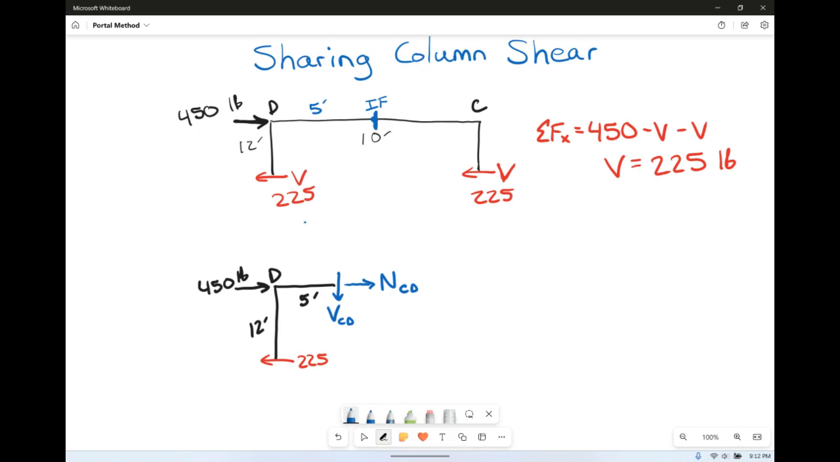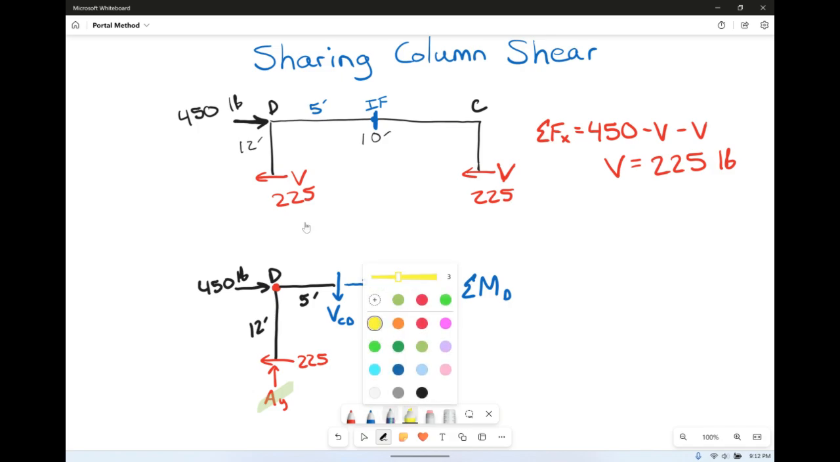So what we can do is sum the moments at D. If we sum the moments at D, and yes, sure, there technically would be a y down here, but if we're summing the moments about D, AY is not going to act, and nor is the normal at C, or normal of CD. So technically, the only loads acting here are our 225 and our shear. So now we're going to get our shear value.